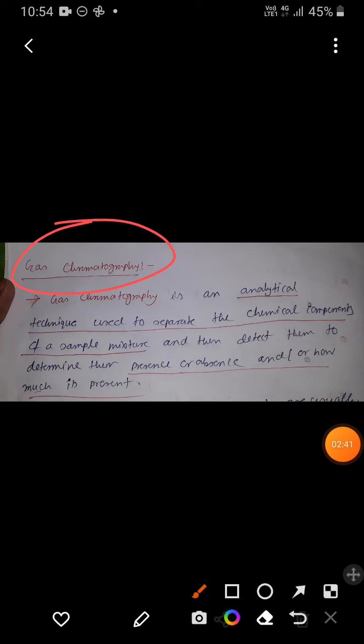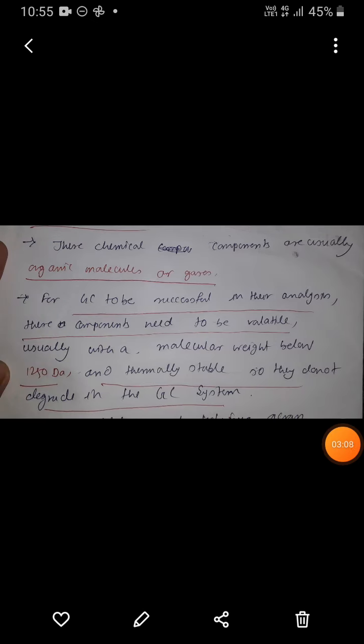Now let's discuss the definition of gas chromatography. So gas chromatography is an analytical technique that is used to separate the chemical components from a mixture, and to detect and determine their presence or absence and how much is present. So not only does it separate the chemical components, it also gives us details about which components are present and which are absent and how much of these components are present, right?